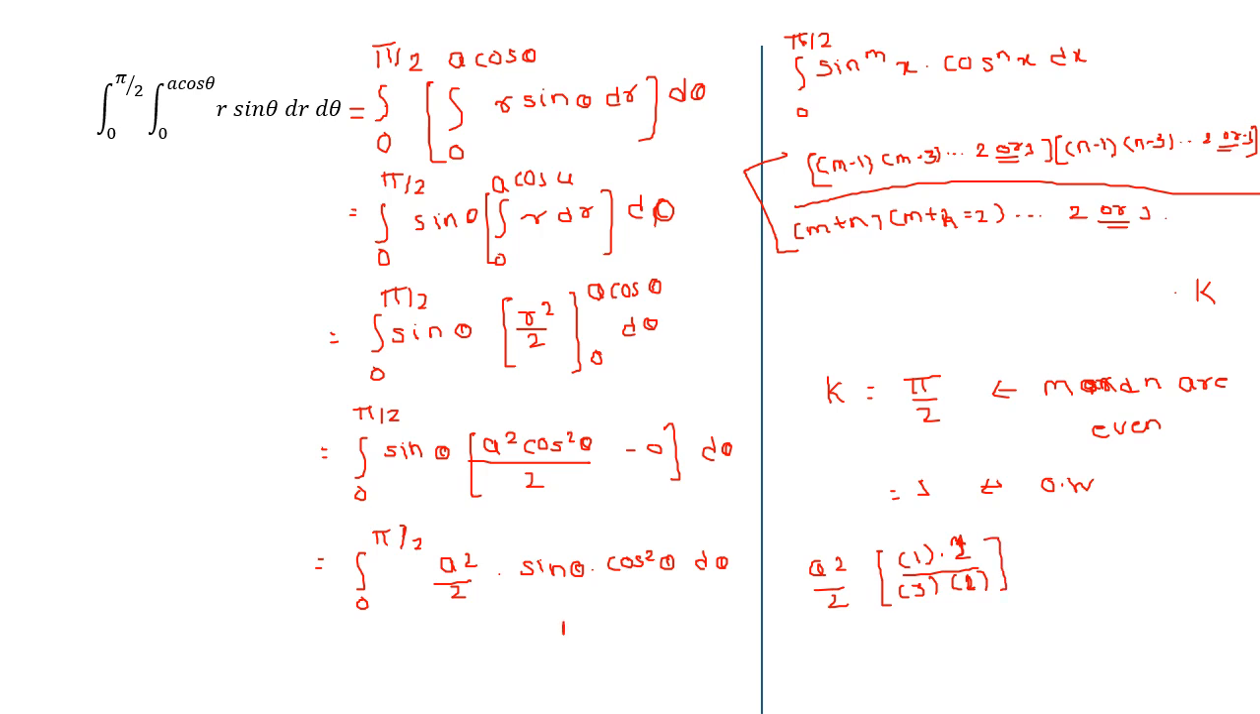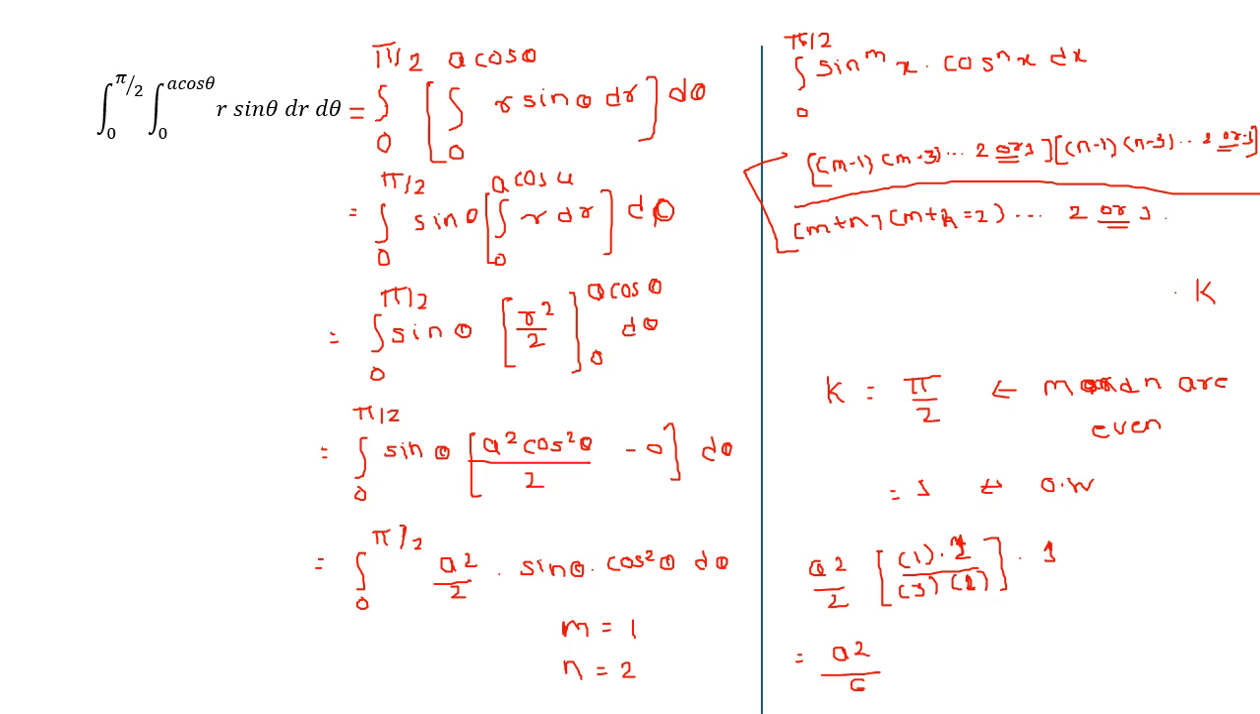Here m is equal to 1 and n is equal to 2, so that is one even and one odd. So the value of k is equal to 1. After solving this, the answer is a square upon 6.